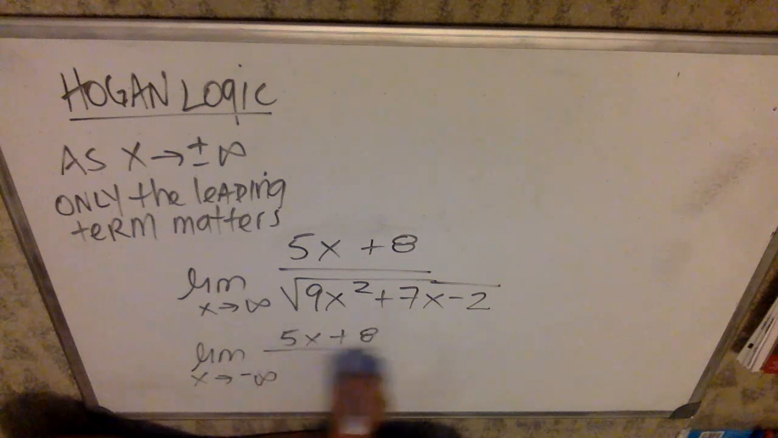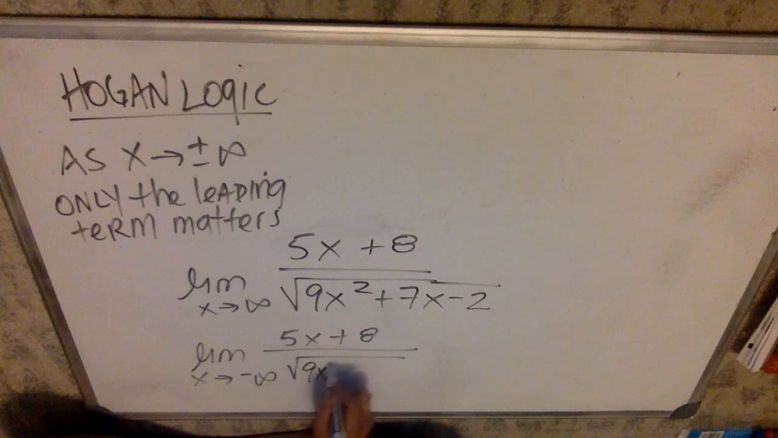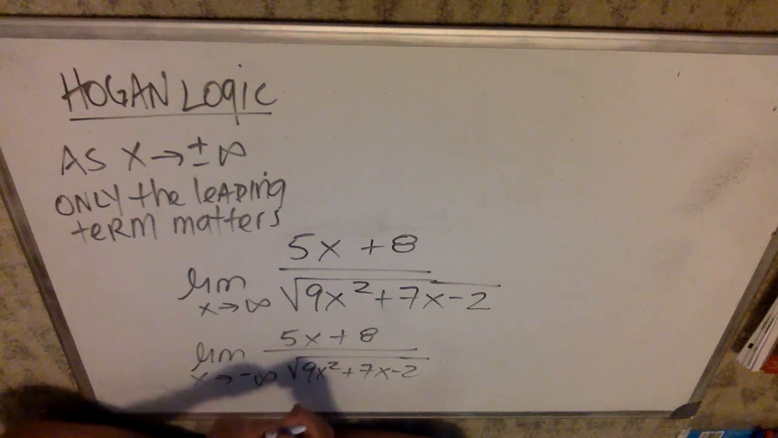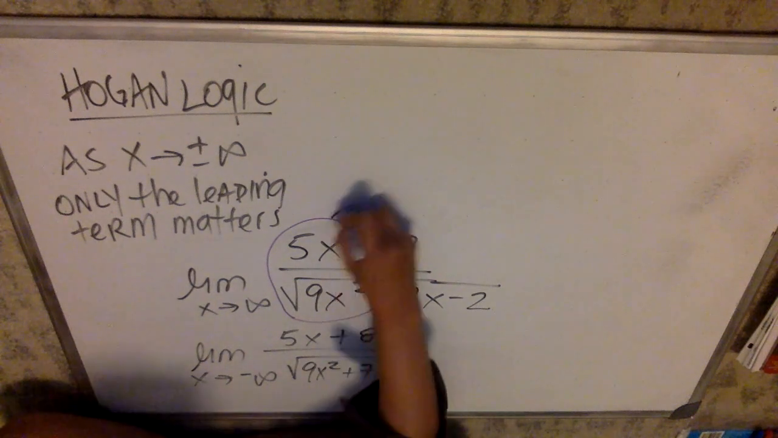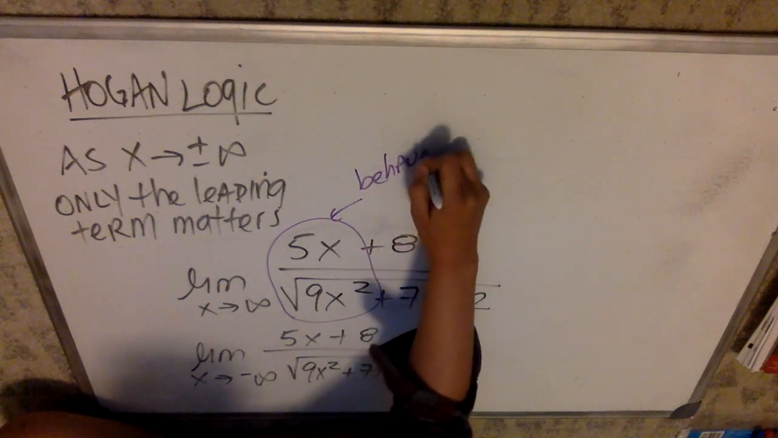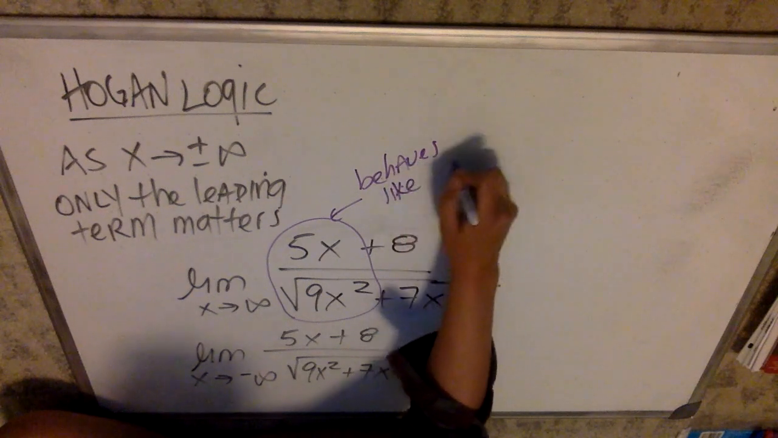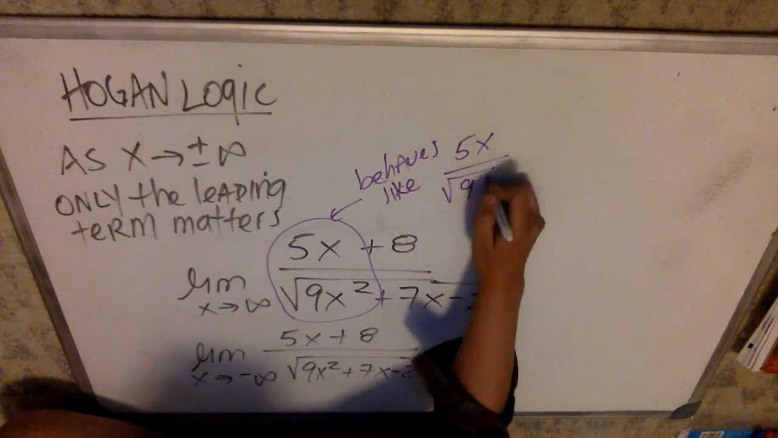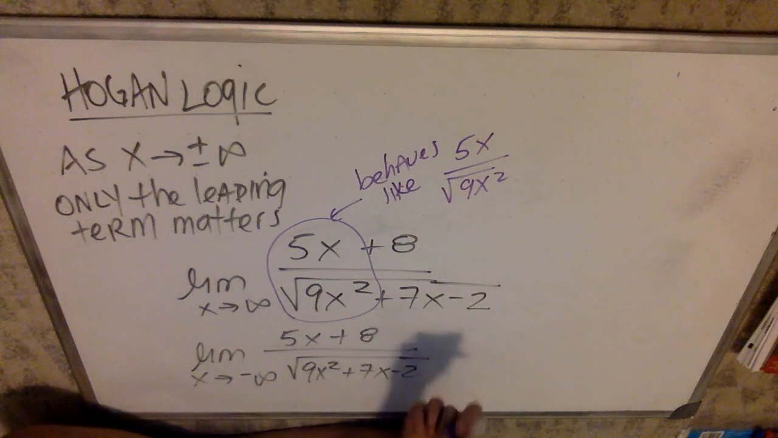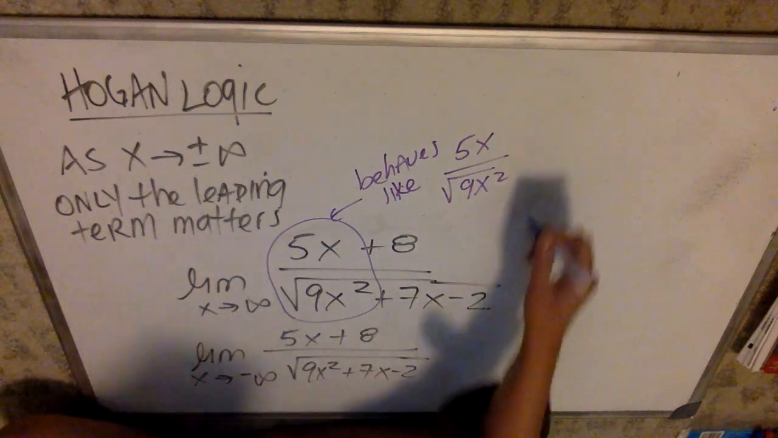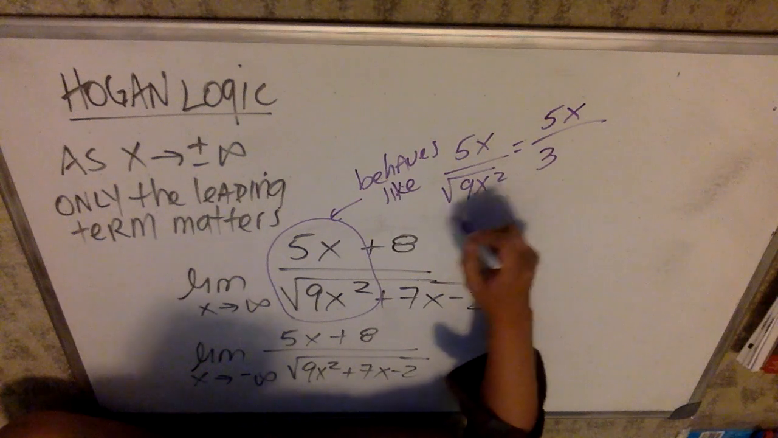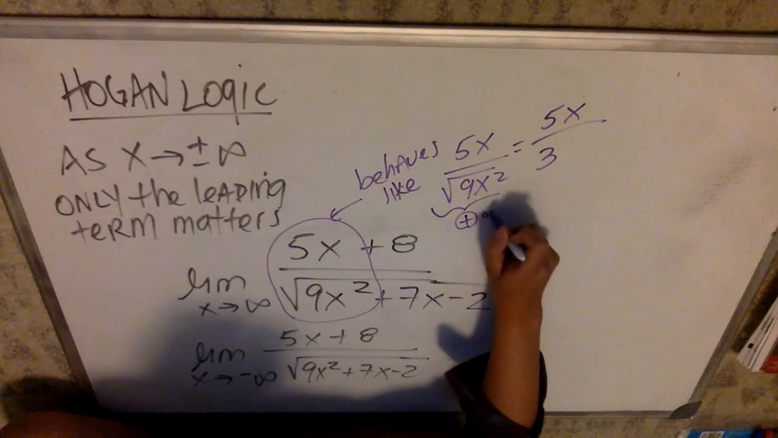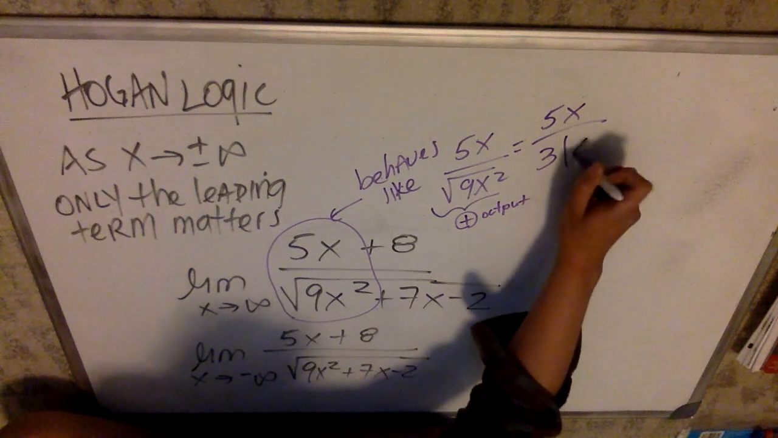Okay. So this is really similar to the example that I just did with you and made you math through, and I got the answer without doing a lot of work. So let's play the logic game. For really big values of x, only the leading terms matter. So this behaves like a 5x on top of the square root of 9x squared, right? Well, that's the same as a 5x on top of a 3, and then this is the tricky part, right? This has to have a positive output, right? So a 3 times the absolute value of x.